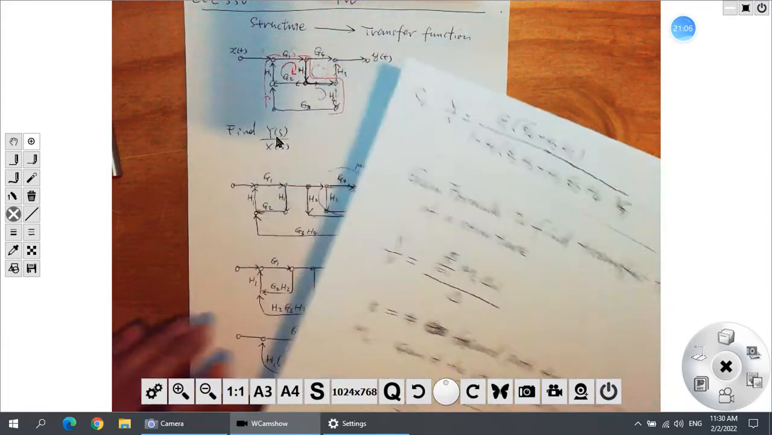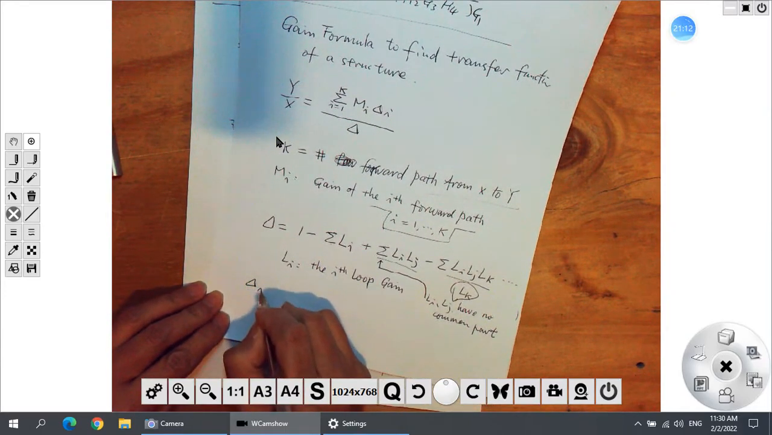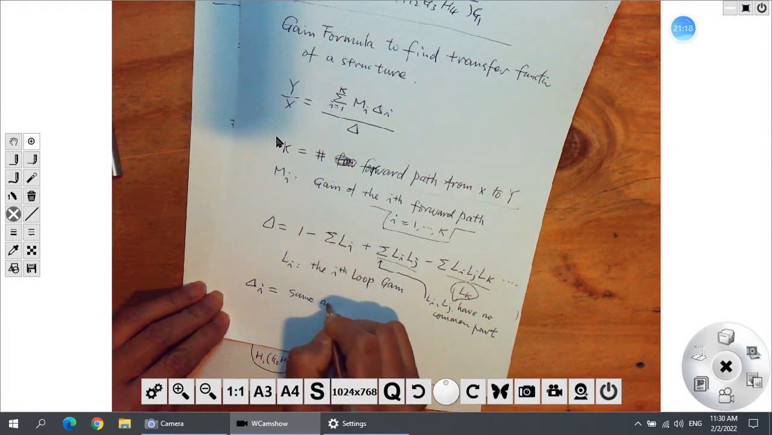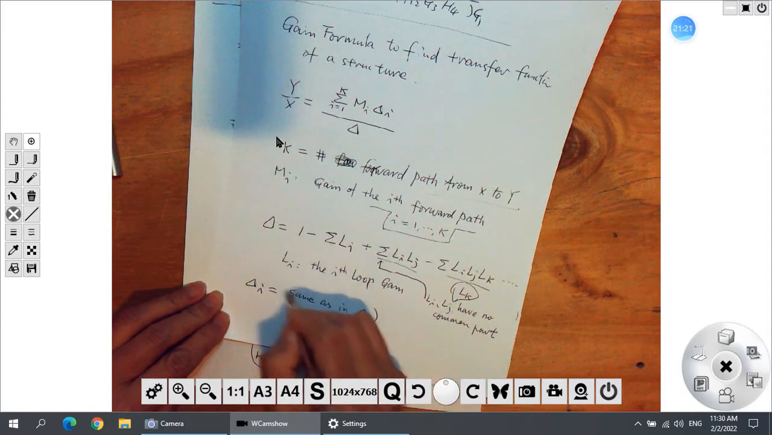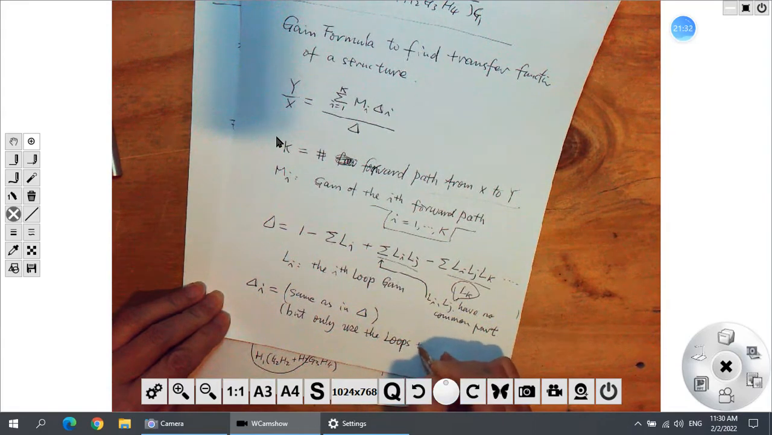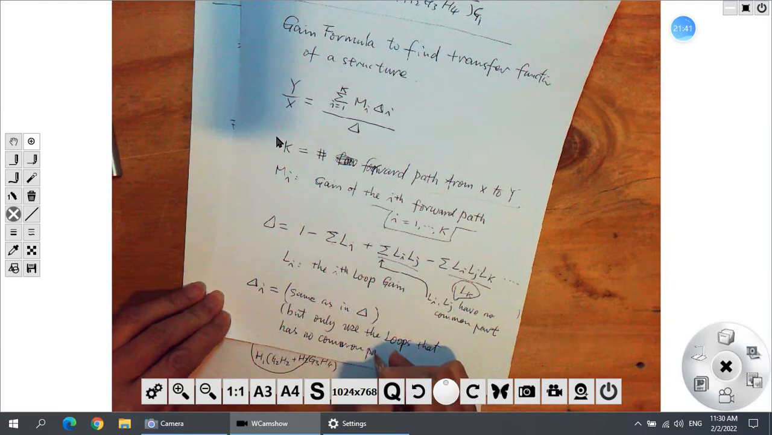Alright. And then after we have delta, now we know what is delta i. Delta i is equal to the same as delta, but only using the loops that have no common part with the ith path.